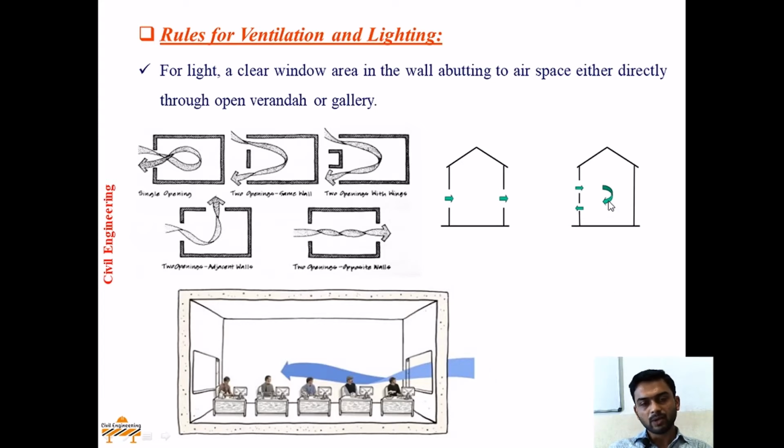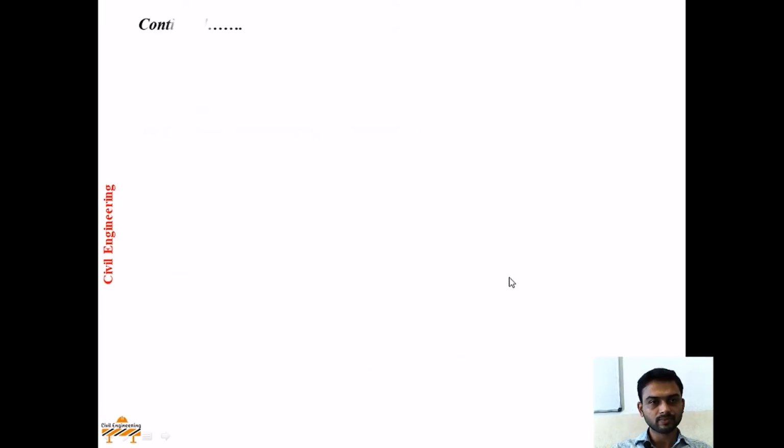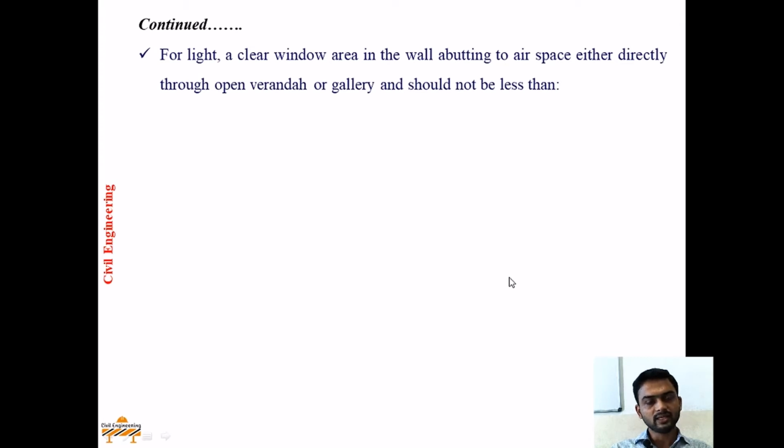Also, depending upon the various environmental conditions, maybe hot climatic condition or rainy climatic conditions, rules for ventilation and lighting differ. Let us see one by one. For light, a clear window area in the wall abutting to air space, either directly through open veranda or gallery, should not be less than 1 by 10th of floor area for a dry hot climate.